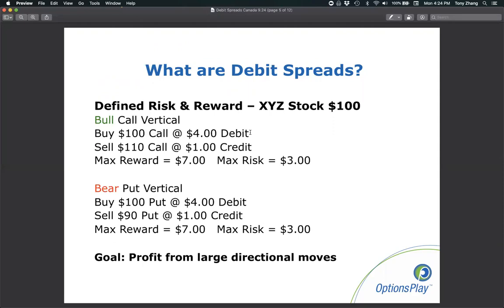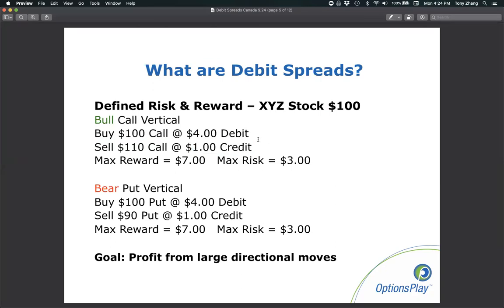But now what we're going to do as a debit spread trader is not just buy a call option, but we're also going to sell a call option against that. So let's say we sell a higher call, in this particular case a 110 call, and let's say we receive a $1 credit in order to do that. So for that, what we're going to receive is a trade that has a max risk of $3 because we've paid a $4 debit and we've received a $1 credit. That net comes out to be $3.